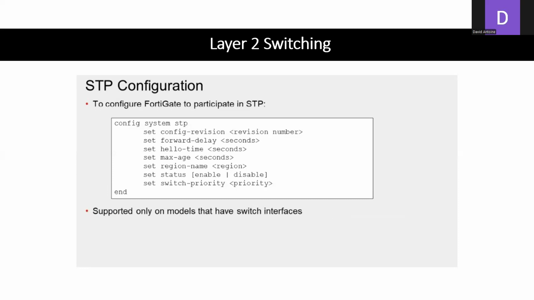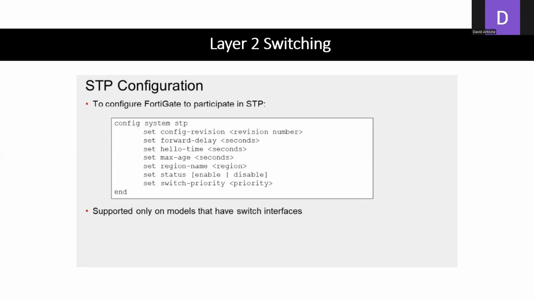I need you guys to remember that, and that's definitely going to be on the exam. Once you configure your software switch, if you want this software switch to participate in spanning tree, you absolutely can. And of course, I would recommend, if you're deploying a FortiGate and you want to have a software switch, please enable spanning tree.